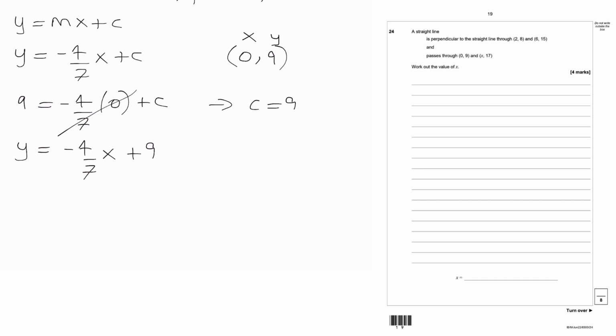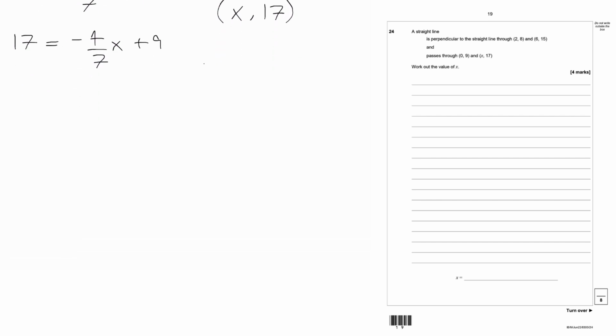And now we want to work out this other coordinate. Now this other coordinate, we're told, has an x value which is unknown and a y value of 17. So again, we just plug these values in. So we have 17 equals minus 4 over 7x plus 9. So now we just rearrange to find the value of x. So we have 17 minus 9 equals minus 4 over 7x. So we have 8 equals minus 4 over 7x.